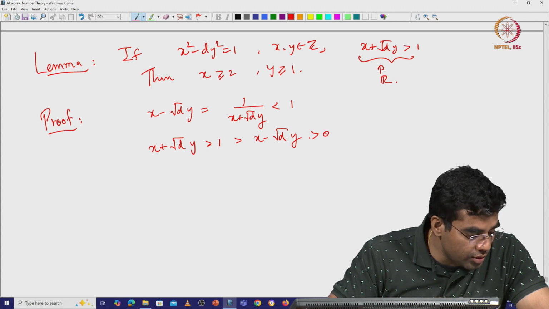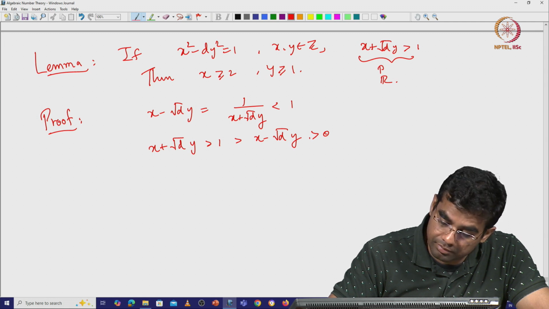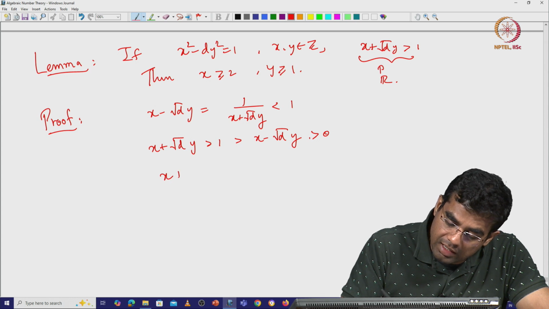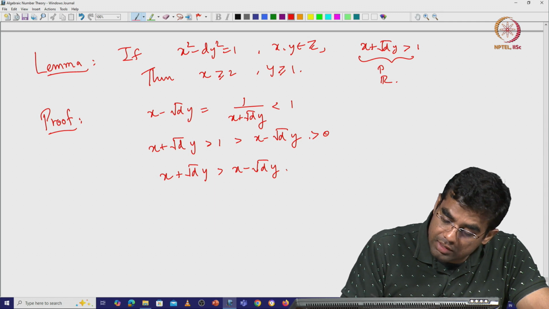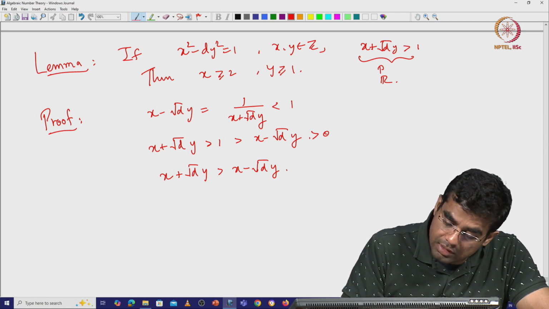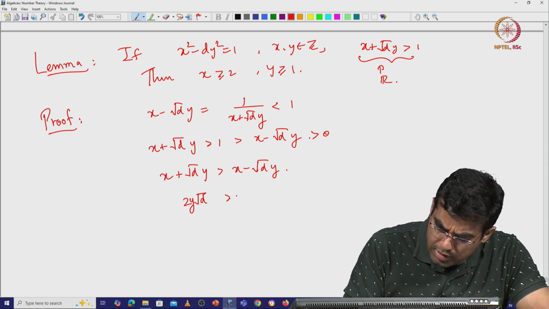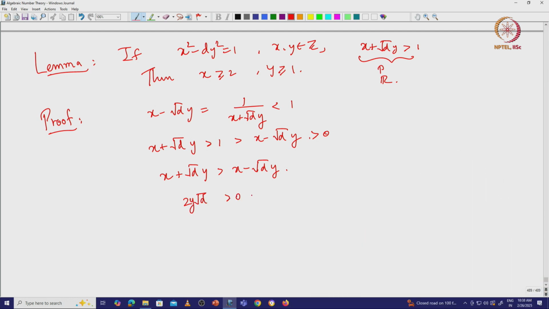Right. And so, you see that x plus square root of dy is bigger than x minus square root of dy. So, if I just rearrange this, I get 2 times y times square root of d is bigger than 0, and the only way this can happen is if y is bigger than 0, which means that as it's an integer, it's bigger than or equal to 1.